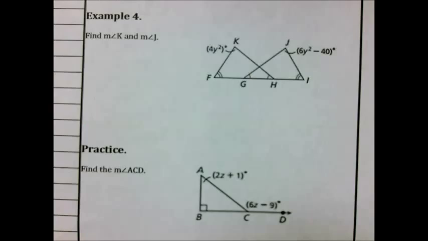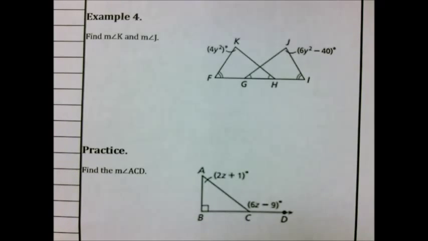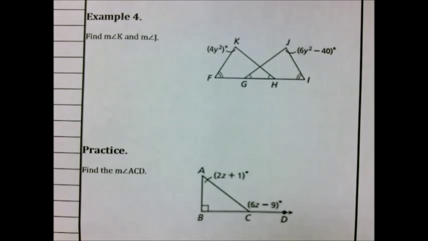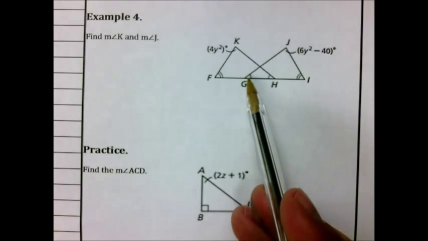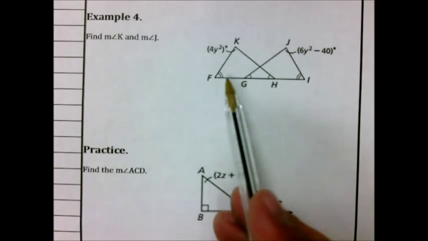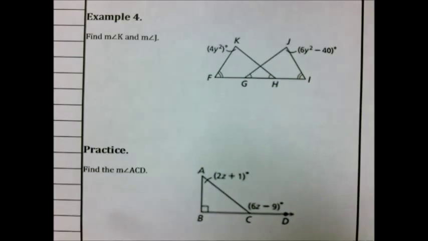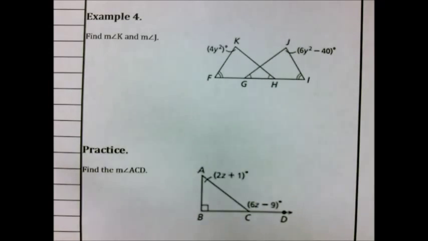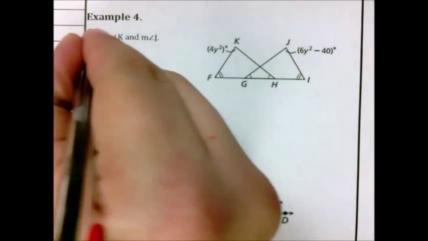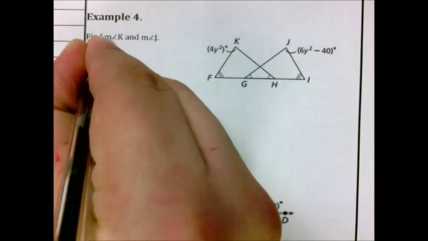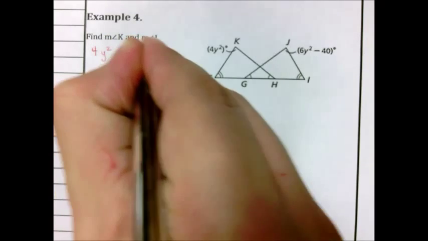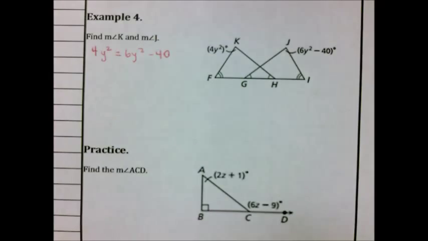Super happy. Alright, example 4 says to find the measure of angle K and the measure of angle J. That's these two angles right here. If we remember back to the theorems at the beginning of this lesson, it said that if we have two triangles where two angles are congruent, then the third angle has to be congruent as well. So it's the same type of thing as example 3. We know that these two angles are going to be equal, so we can set them equal to each other. So we have 4y squared is equal to 6y squared minus 40.